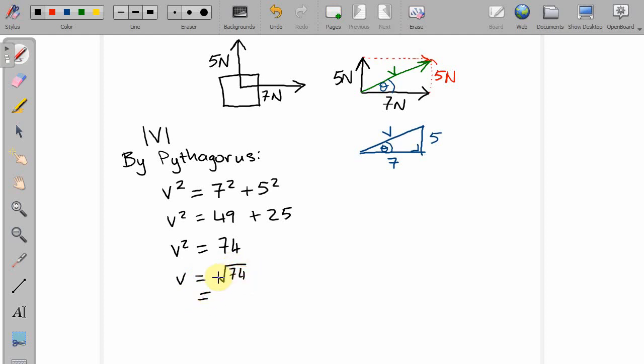Get out a calculator, and you get 8.60 for that. 8.60 newtons, because this is a force. So now we know that the length of this is 8.6. That's fine.